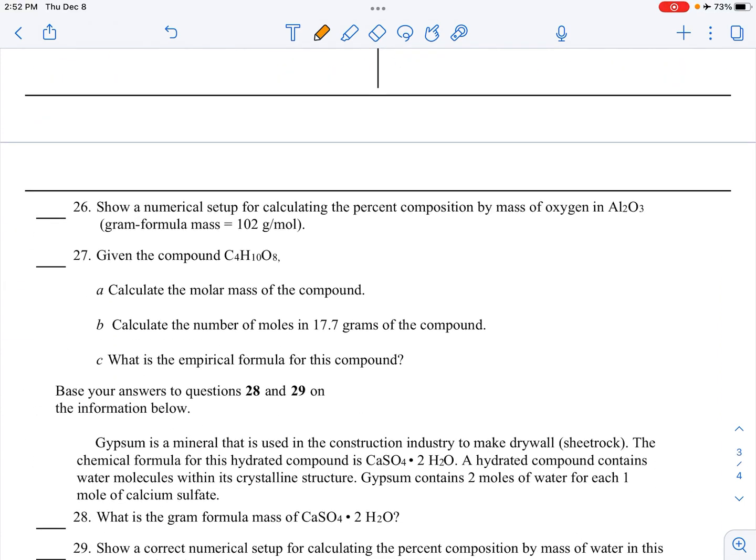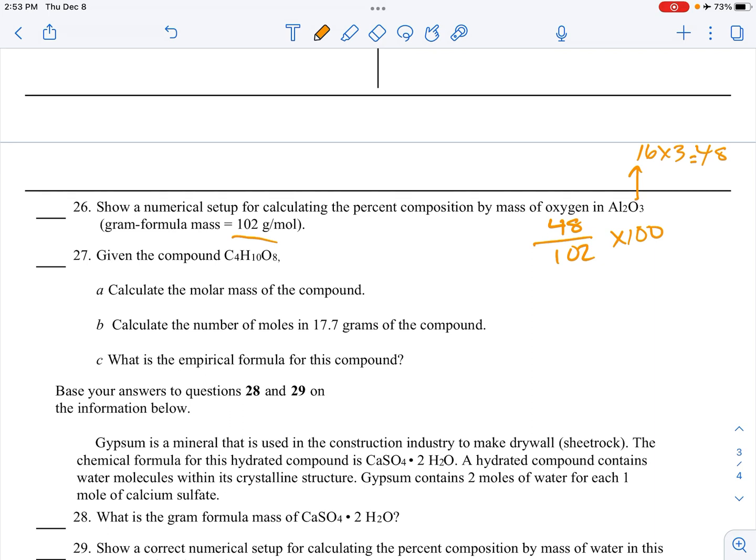Show a numerical setup for calculating the percent composition of oxygen. Okay, so oxygen is a mass of 16. However, there's 3 of them. So what is that, 48? Yeah. So that's the mass of the part. The whole, it told us, 102. It's a percentage, times 100. Don't solve it. You're done.